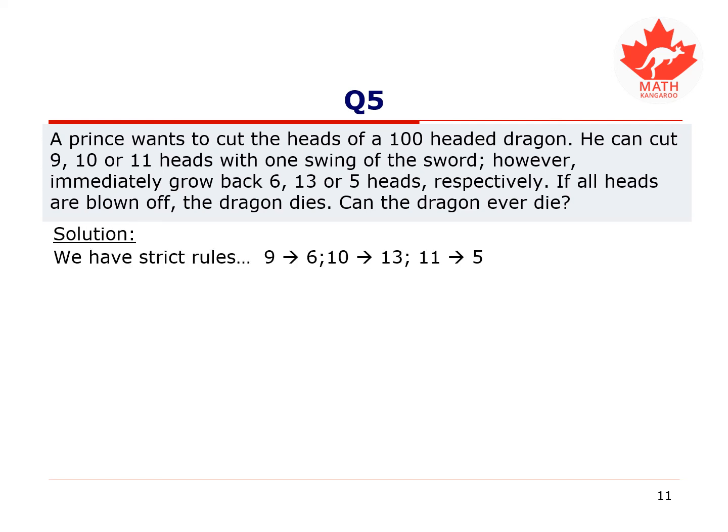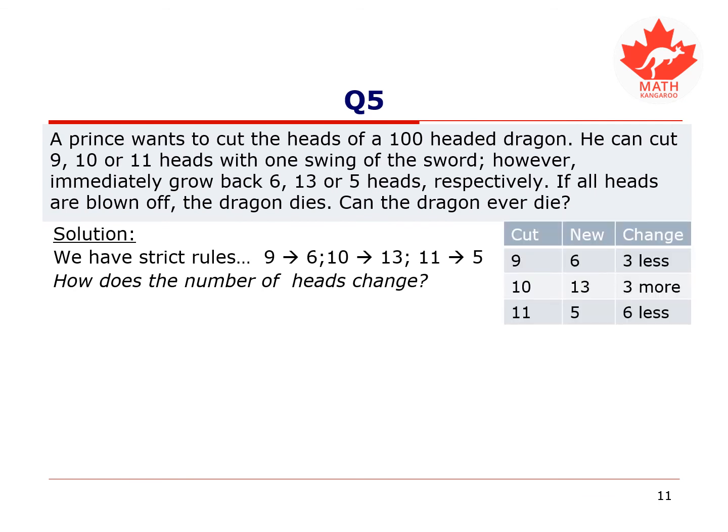Again, 9 heads to begin with results in 6 heads, a decrease of 3. 10 to 13, an increase of 3. 11 to 5, a decrease of 6. I'm noticing something right away in my table. I'm noticing that the change is always a multiple of 3. And so the only way I hope to defeat the dragon is to eventually get to a point where the dragon only has 9 heads, or 10 heads, or 11 heads. In that case, the prince will be able to take one swing of the sword, cut off all the heads, and then they won't be able to grow back.